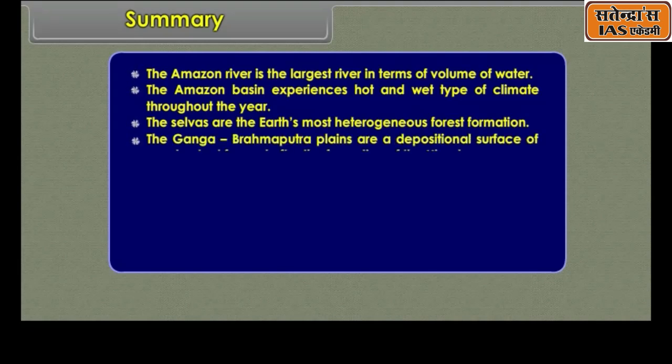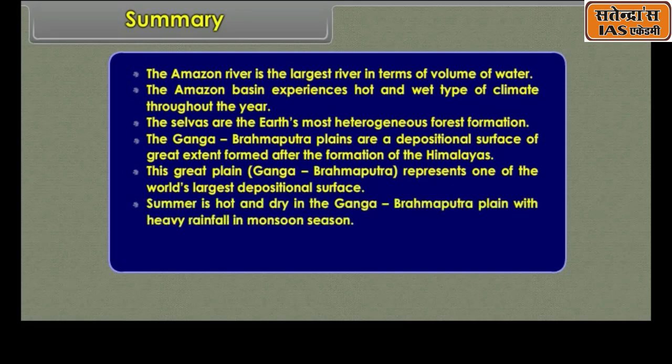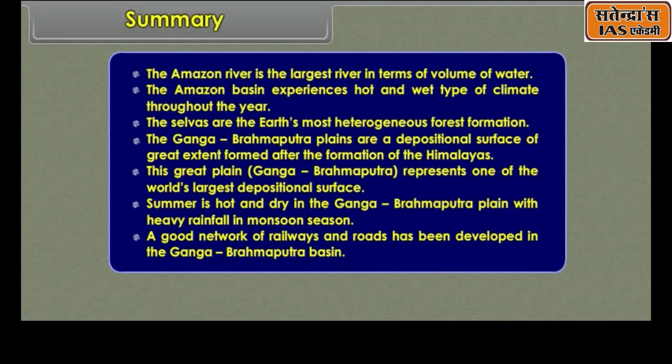The Ganga-Brahmaputra plains are a depositional surface of great extent formed after the formation of the Himalayas. This great plain, Ganga-Brahmaputra, represents one of the world's largest depositional surface. Summer is hot and dry in the Ganga-Brahmaputra plain with heavy rainfall in monsoon season. A good network of railways and roads has been developed in the Ganga-Brahmaputra basin.